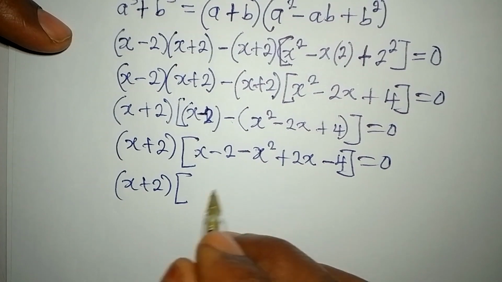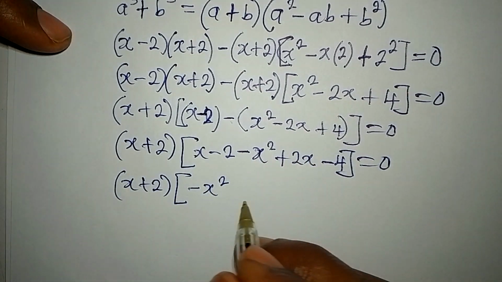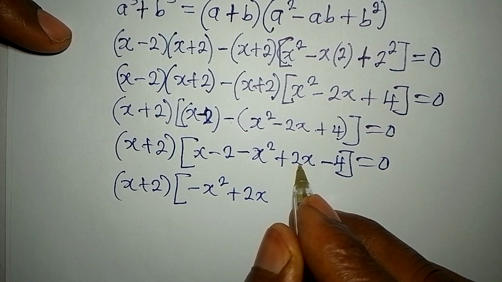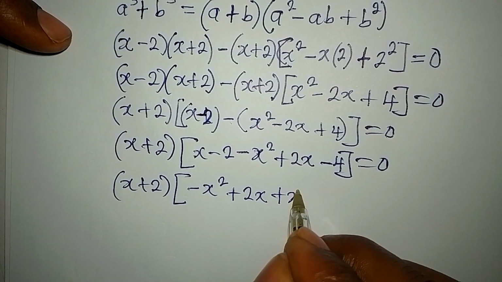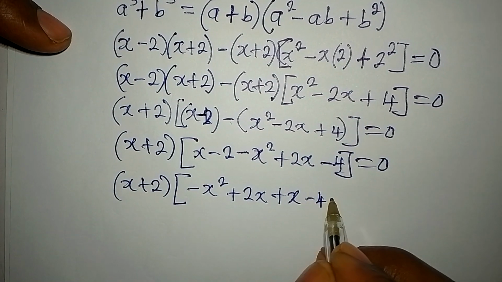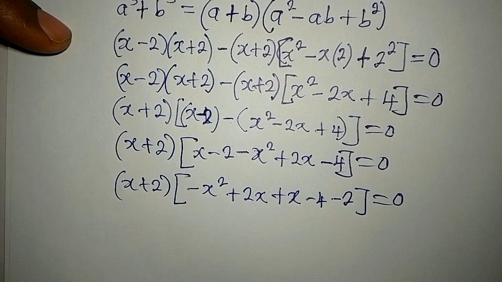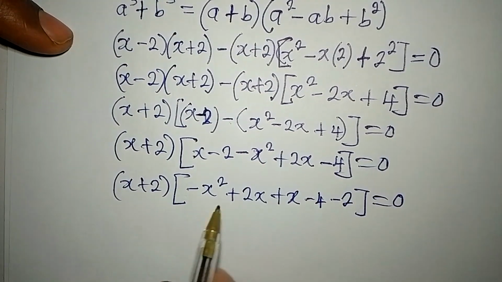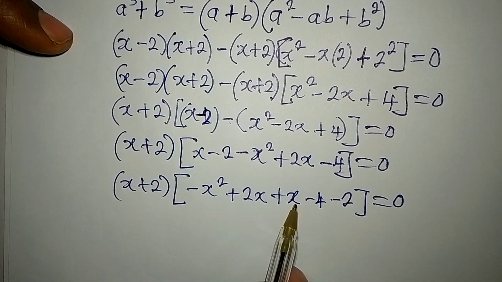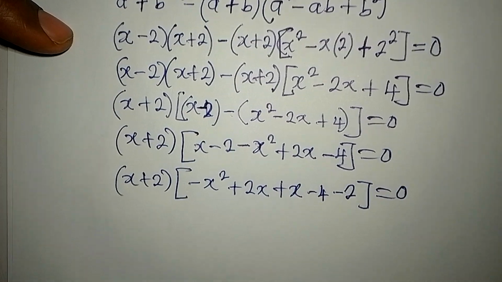Okay, let me start with the negative. So we have negative x squared, which is this. Then we have plus 2x, which is this. Here we have plus x, which is this one. Then we have minus 4 minus 2. I think everything is out, all the numbers are out. So we got minus x squared, which is this. 2x is here, x is here, minus 4 and minus 2. Okay, we are in line.